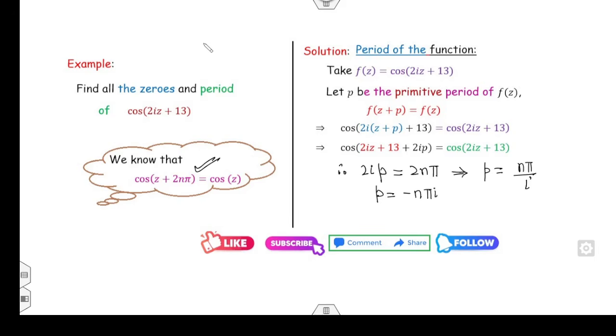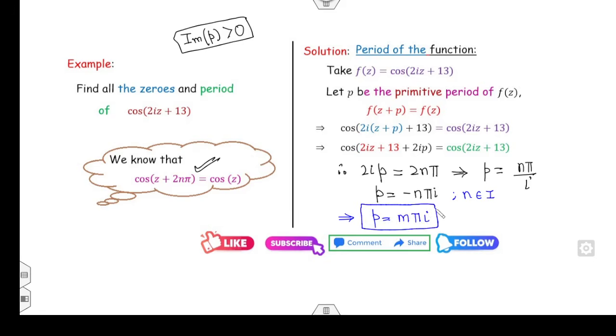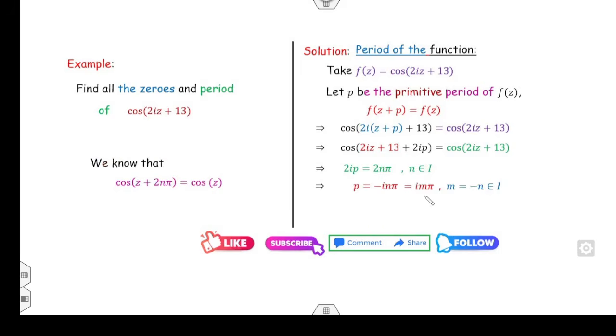Fine. But you have to remember, in the fundamental period, what do you have to do with a periodic function? Always make it positive. Here n is my integer. So I can take p equal to mπι, where m is equal to minus n, which is also part of the integers. So mπι.